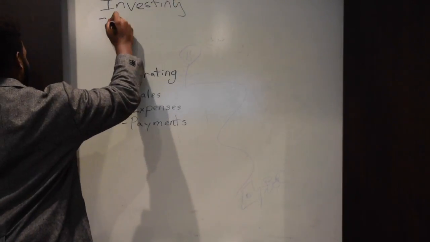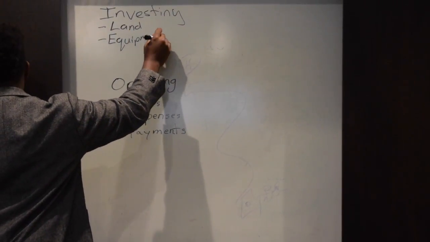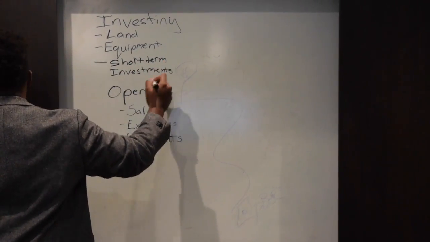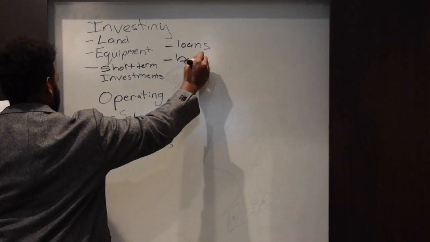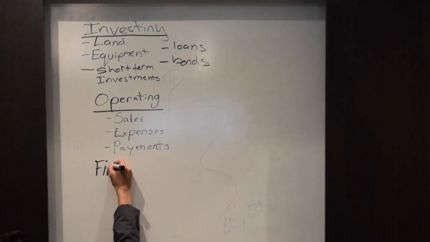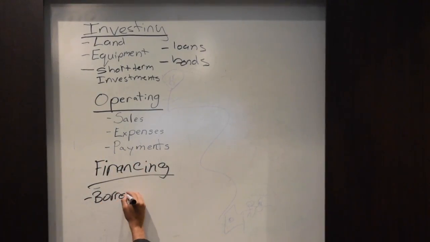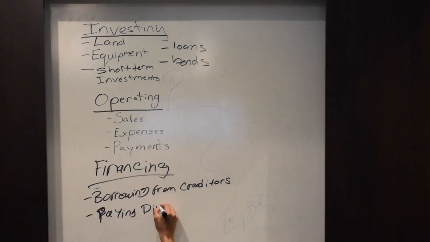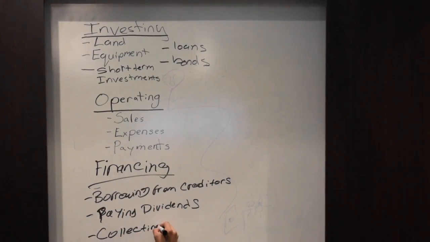Next, we have investing activities. Investing activities involve the buying and selling of long-term assets, such as land and equipment, as well as short-term investments, loans, and bonds. Finally, we have financing activities. Financing activities involve borrowing money from creditors, paying dividends to stockholders, as well as collecting money from the sale of stocks.